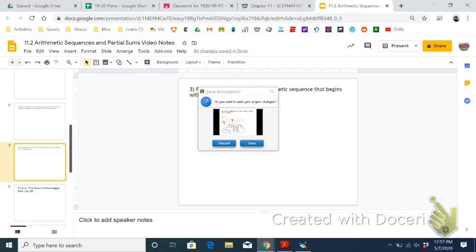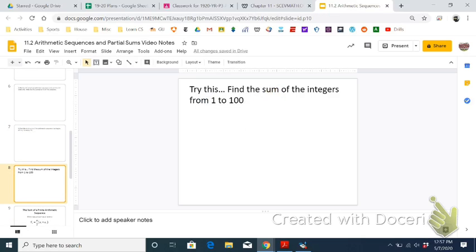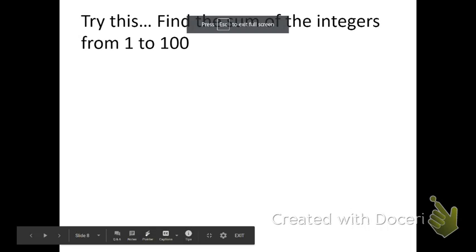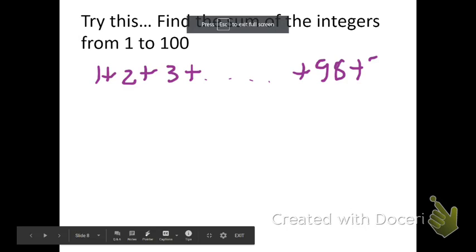Now let's look at finding the sum of arithmetic sequences. Let's find the sum of the first 100 integers. To do that, I'm going to write out 1, 2, 3, and then just do a dot dot dot thing. My stylus is malfunctioning a little bit. Dot dot dot, and then we'll do 98, 99, and then plus 100.